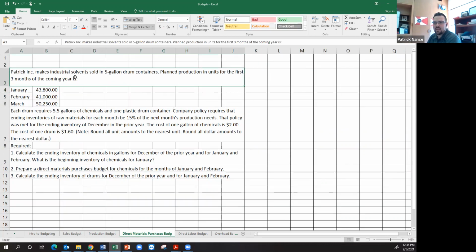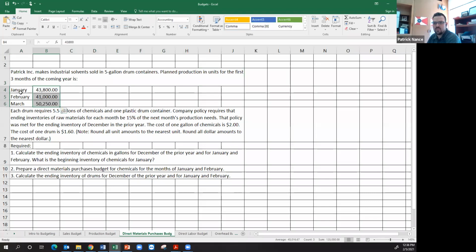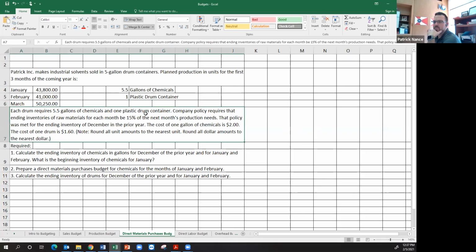So I've got the same company, Patrick Incorporated, makes solvents sold in 5-gallon drum containers. Planned production in units for the first 3 months of the coming year is as follows. So there's our production for January, February, and March. Each drum requires 5.5 gallons of chemicals and 1 plastic drum container. So those are our 2 materials. Every single unit that I make requires 5.5 gallons of chemicals and 1 plastic drum.